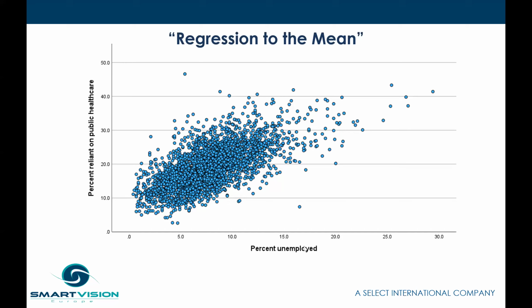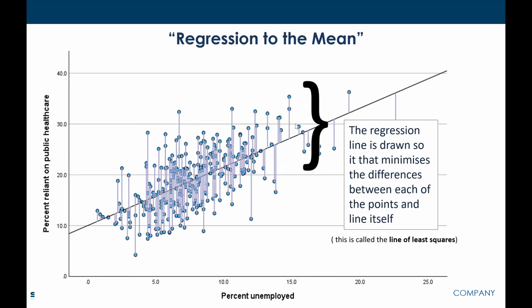And what is the percentage of people who are unemployed in that? What we're just finding is, of course, that the higher the proportion of people who are reliant on public health care, the higher the proportion of people who are unemployed. So the regression to the mean here, the average, is the average that this relationship expresses. And that average is sometimes referred to as the line of least squares.